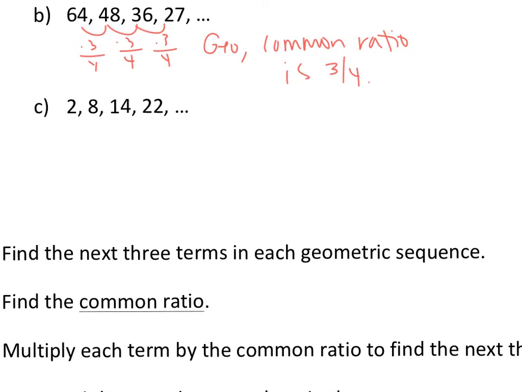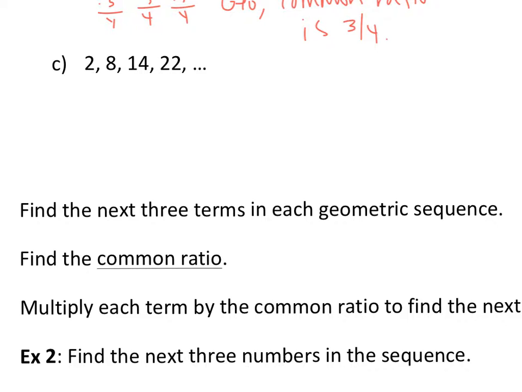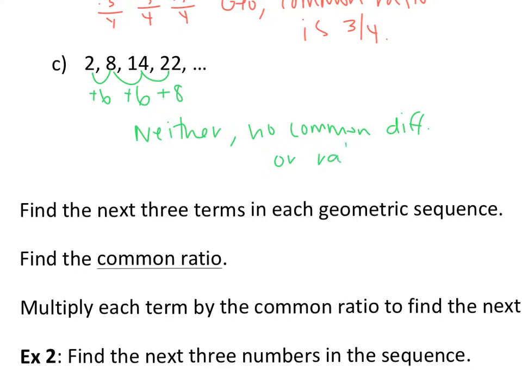All right, C, 2, 8, 14, 22. So let's check here. It looks like we are adding 6, adding 6. Ooh, but then we're adding 8. So we are not adding the same common difference each time between terms. So this would be neither. We could say no common difference or common ratio.